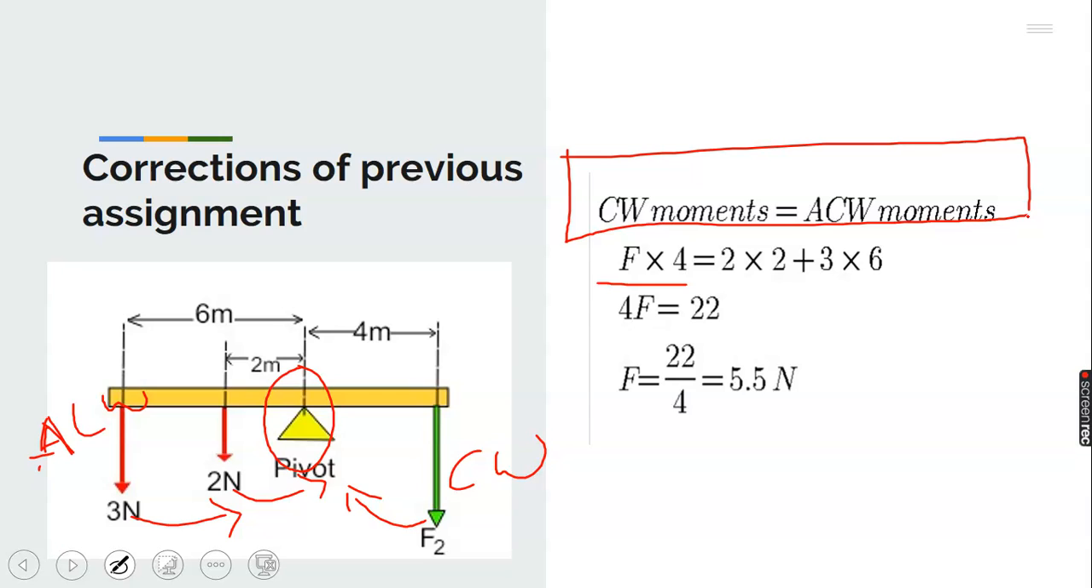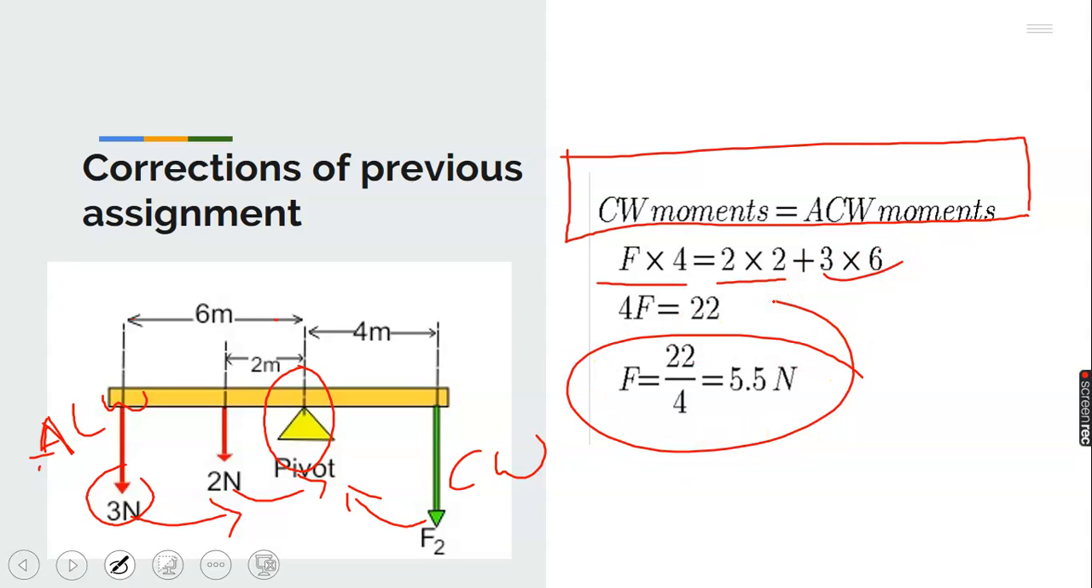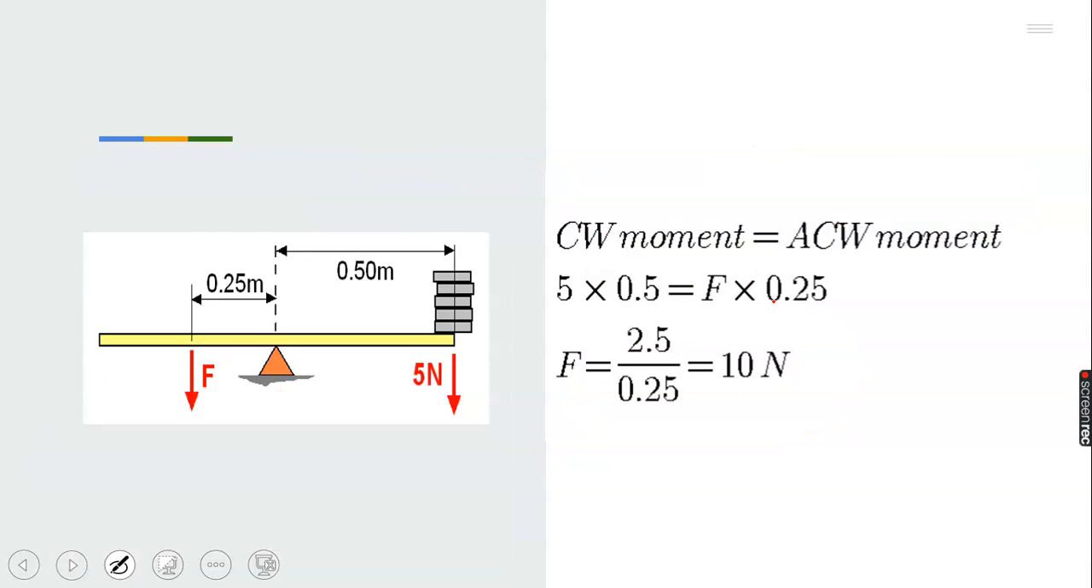And what is our anti-clockwise moment? This is 3 Newton force. The distance is 6 meters. And this is 2 Newton force. The distance from the point of action is 2 meters. Now, 2 times 2, that is the moment of the first force. Then 3 times 6. This is your answer. Our F equals 22 divided by 4, which equals 5.5 Newton.